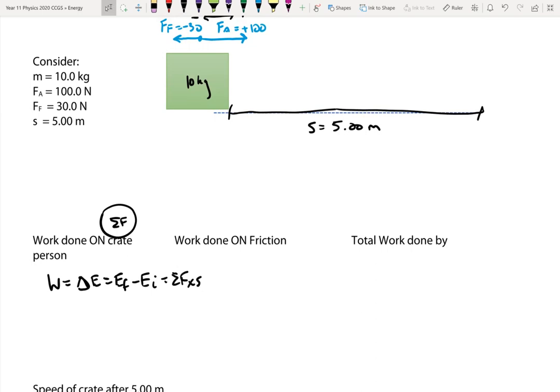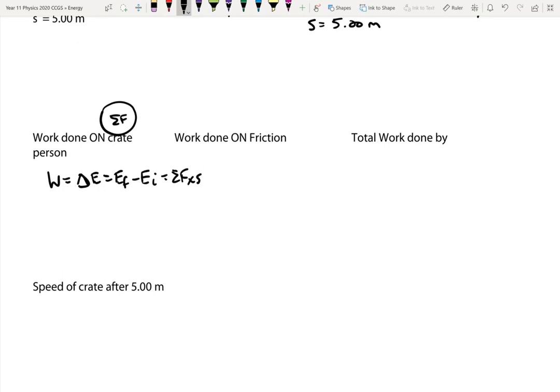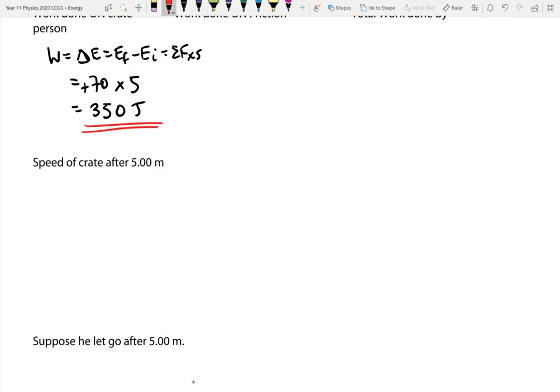70 newtons. Plus 70, 70 to the right. Normally we would work that out, but we're running out of room and time, so we'll go plus 70 multiplied by 5. It gets 350 joules of mechanical energy.